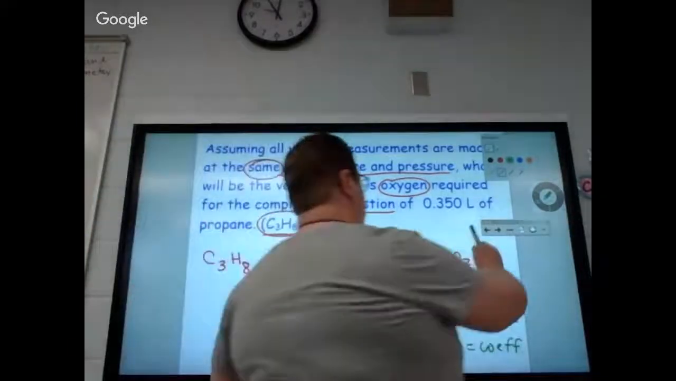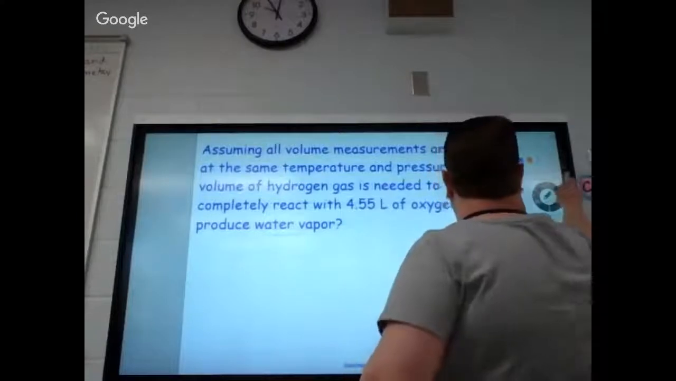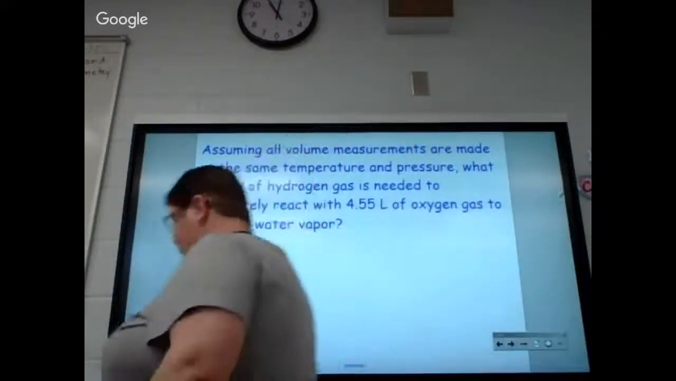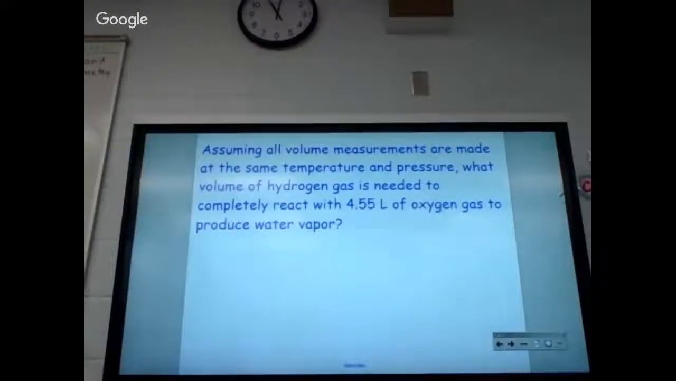Drawing that should be pretty easy. Okay? So, let's try another one. So, assuming all volume measurements are made at the same temperature and pressure, what volume of hydrogen gas is needed to completely react with 4.55 liters of oxygen gas to produce water vapor? All right? Are you writing it or not? Yes. Okay, so I need to wait.